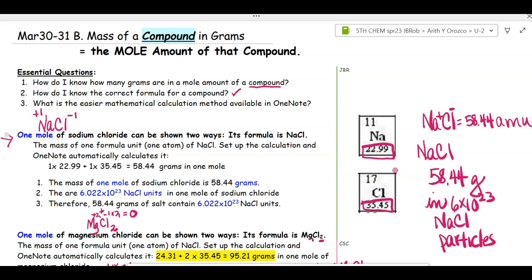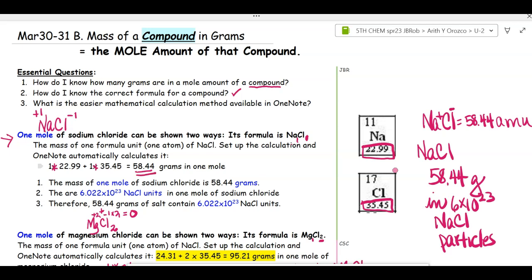All right, set up the calculation and OneNote automatically calculates it. So for this example, I went to sodium and I put 1 times, and this is the asterisk instead of the X in OneNote, 22.99 plus 1 times chlorine, 35.45. And remember that the reason there's 1 of each is because NaCl is like Na1Cl1. All right, then we put an equal sign and press enter, and it calculates for us automatically.